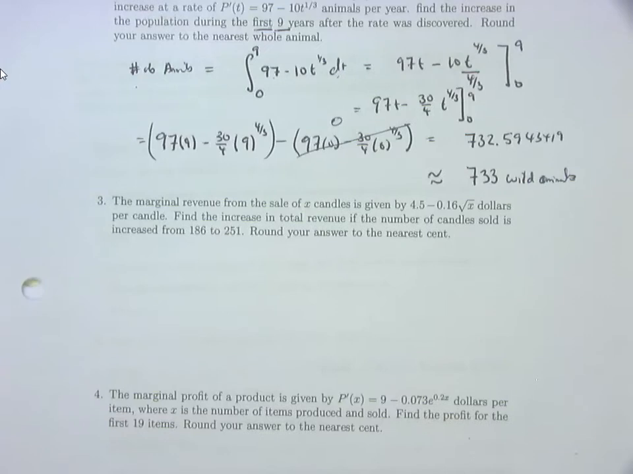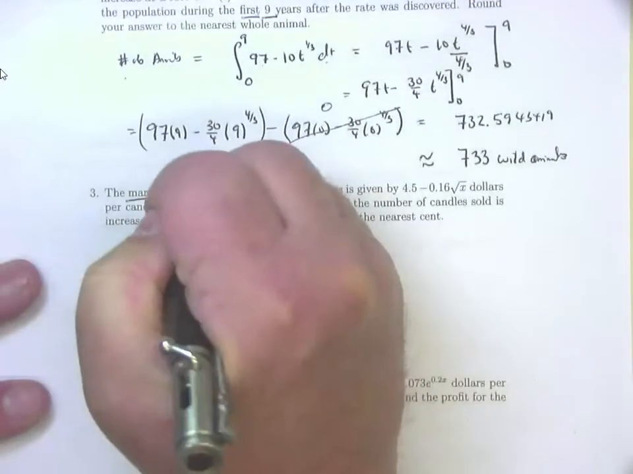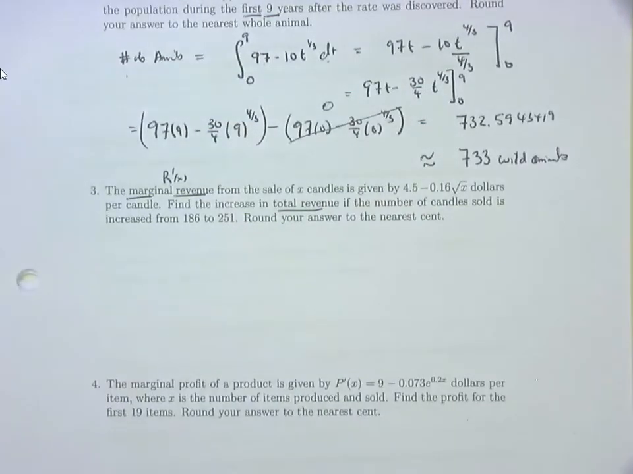The marginal revenue from a sale of x candles is given by 4.5 minus 0.16 square root of x dollars per candle. Find the increase in total revenue if the candles sold is increased from 186 to 251. Round your answer to the nearest penny, nearest cent. So they gave me the marginal revenue. Marginal revenue is also known as R prime of x. And they're asking me for the total revenue, the actual revenue back again. So what am I going to do? To take the derivative and get the original function back, I've got to integrate.